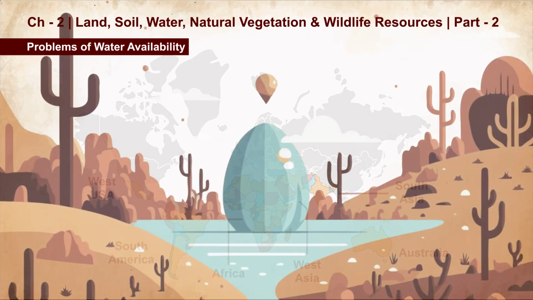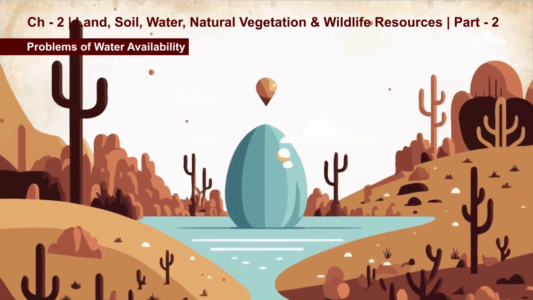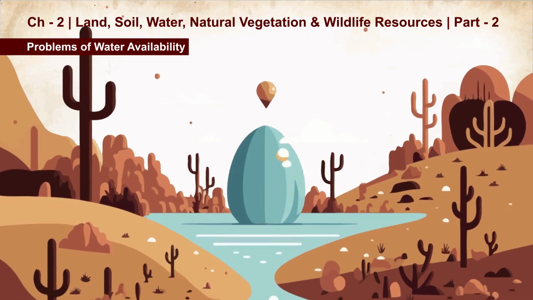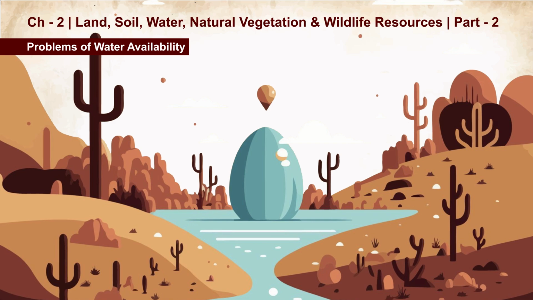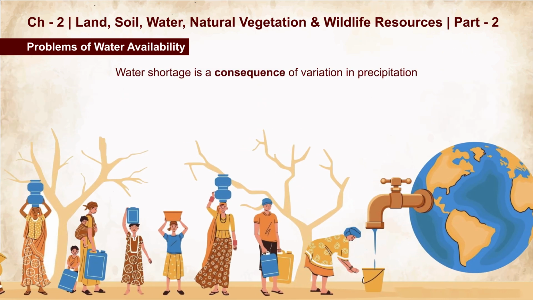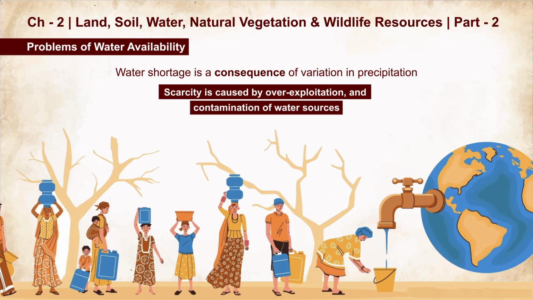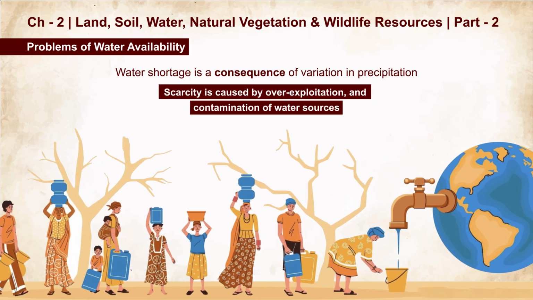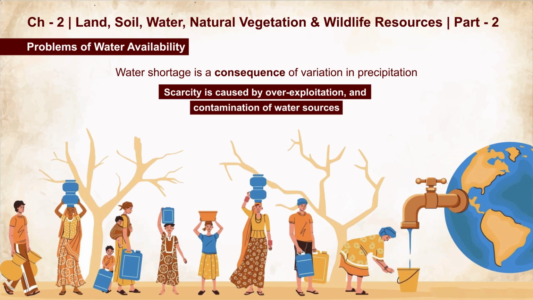Countries located in climatic zones that are vulnerable to droughts face great problems of water scarcity. Thus, water shortage may be a consequence of variation in seasonal or annual precipitation, or the scarcity is caused by over-exploitation and contamination of water sources.